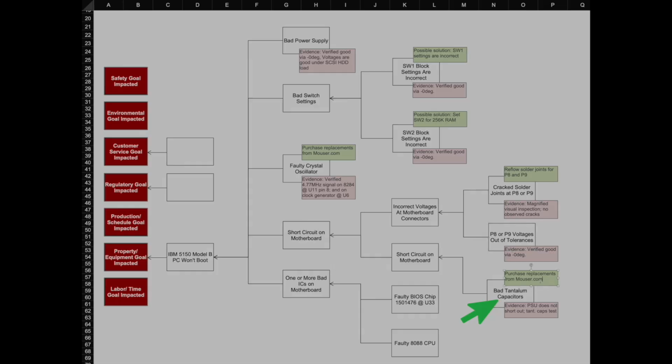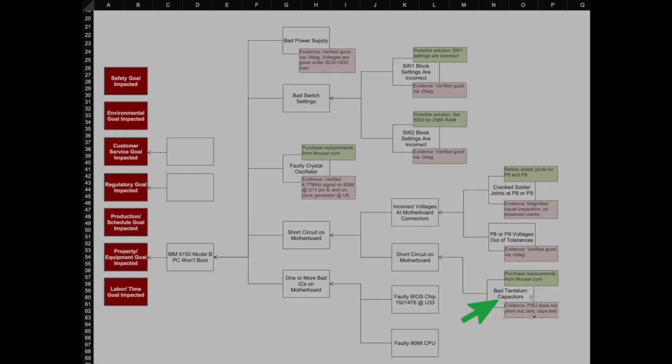So how do we know? Well, we could buy more tants from Mouser.com. But we have some evidence that the capacitors are okay because the PSU, the power supply unit, does not short out shortly after turning on the power supply, and we don't have any tantalum caps that tested as being bad.